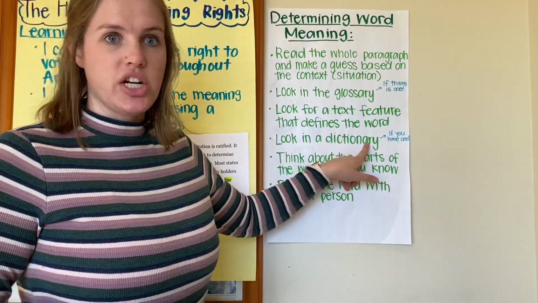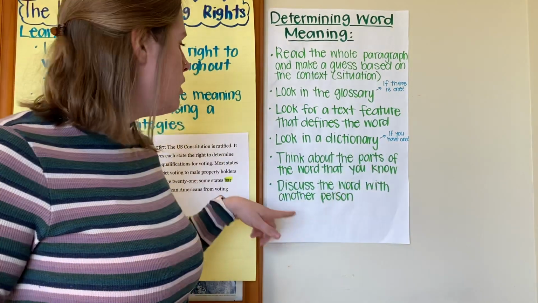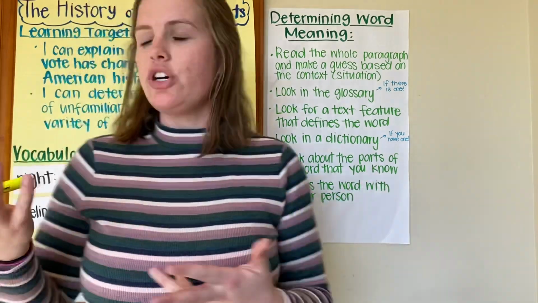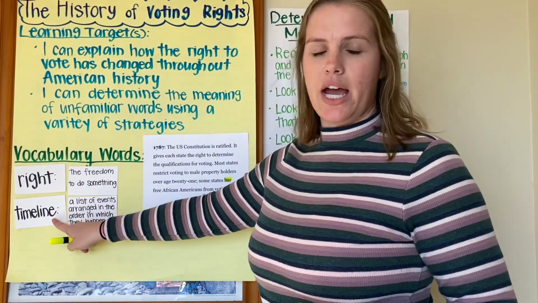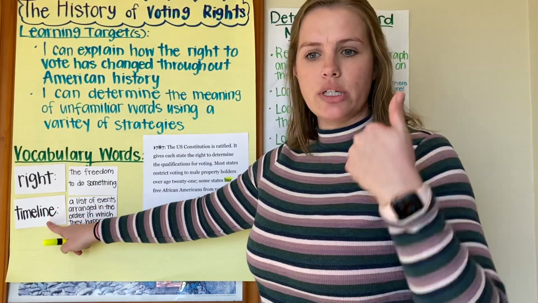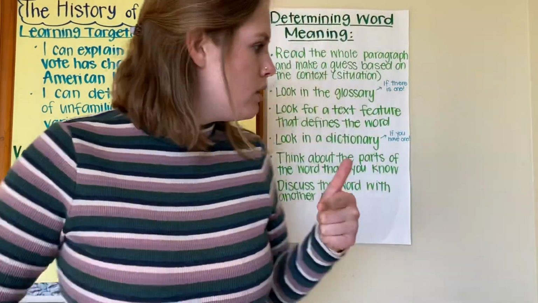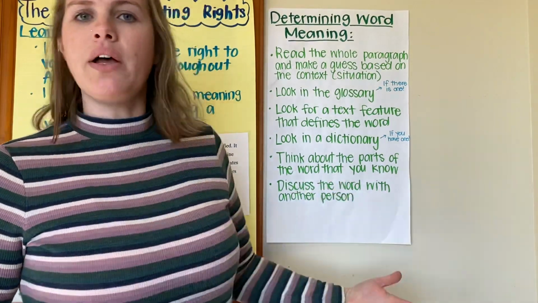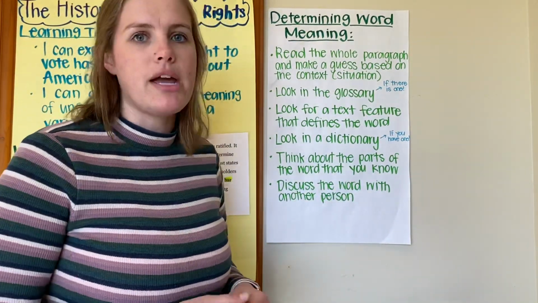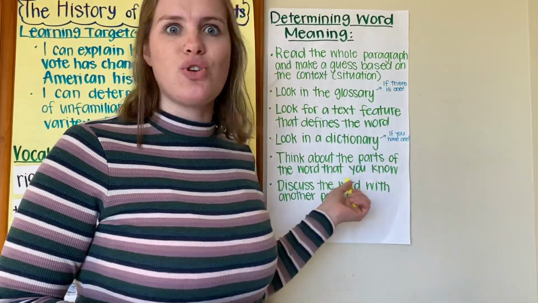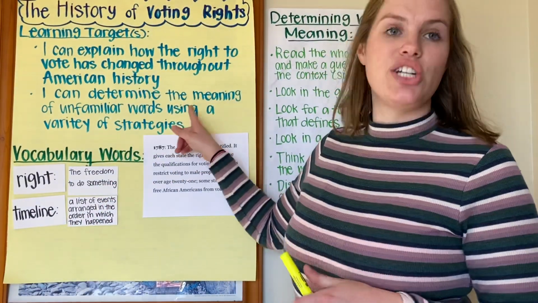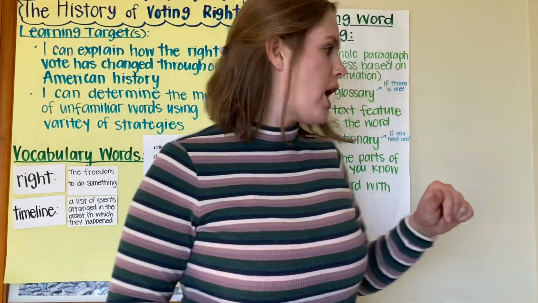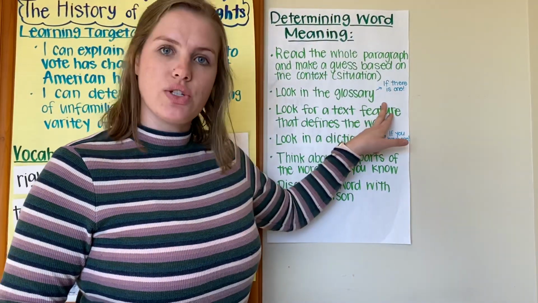Or look in a dictionary, if you have one, or think about the parts of the word that you already know. For example, we did that with the word timeline in yesterday's lesson. We know the word time and the word line. Finally, you can discuss the word with another person. Ask someone else if they know that word. Ask what they think it might mean. So these are all strategies that you can use to determine the meaning of unfamiliar words. Today we're going to focus on the second strategy, looking in a glossary.